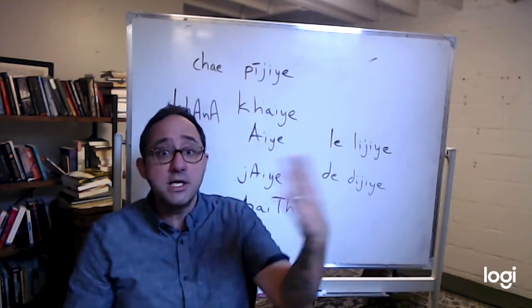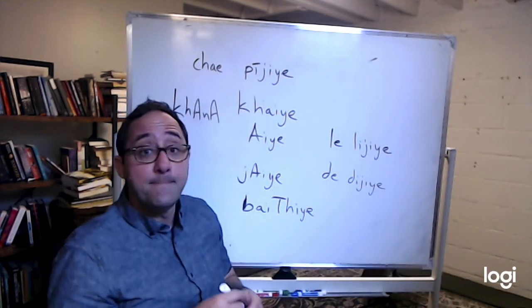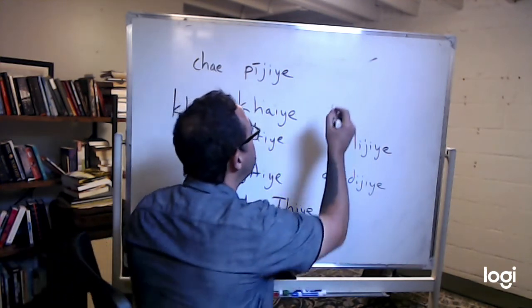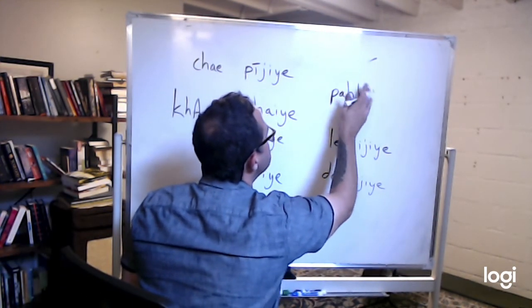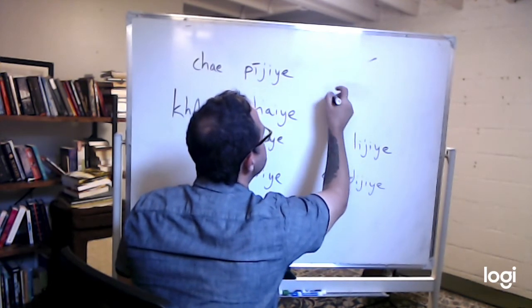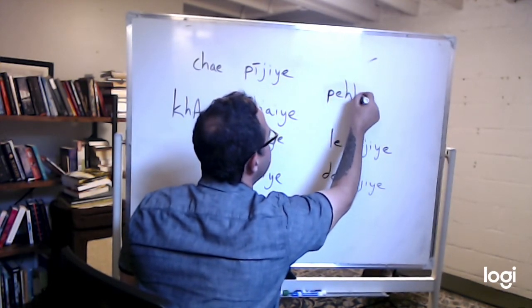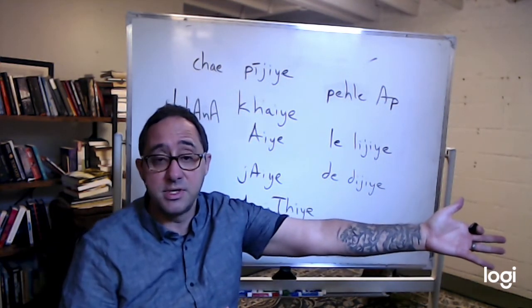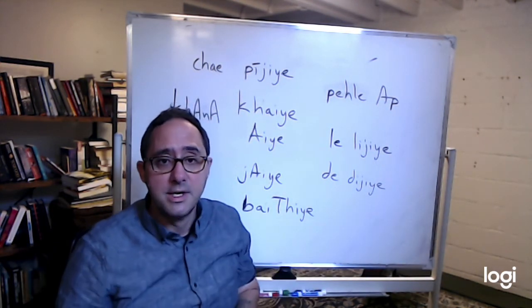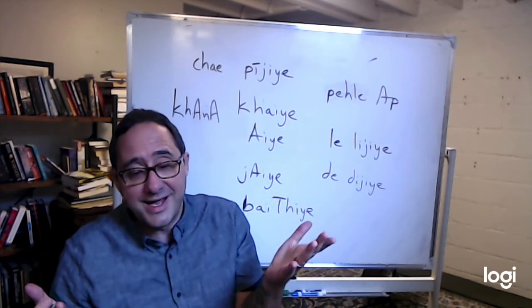And if you want to be polite, if someone's going somewhere and you want to allow them to go first, we would say, oh, you first, please. You say, pehle aap. Pehle, which is really pronounced like this. Pehle aap. You go first. Okay? Those are a lot of Urdu things.